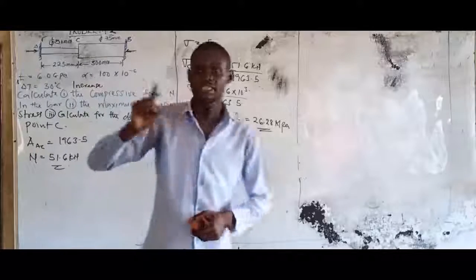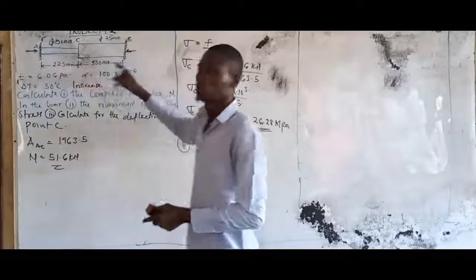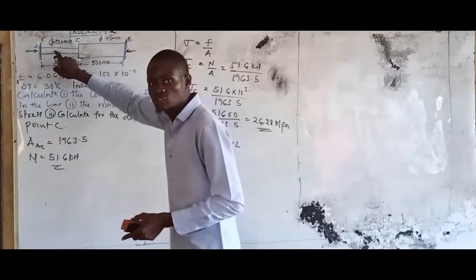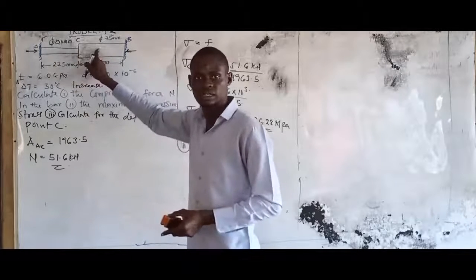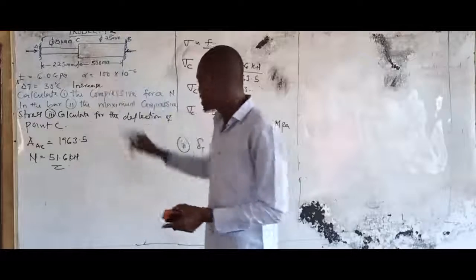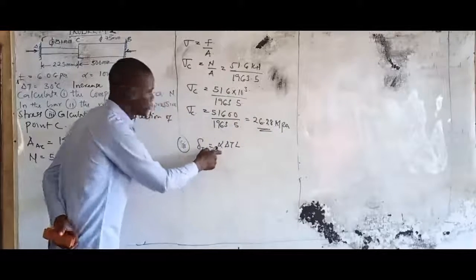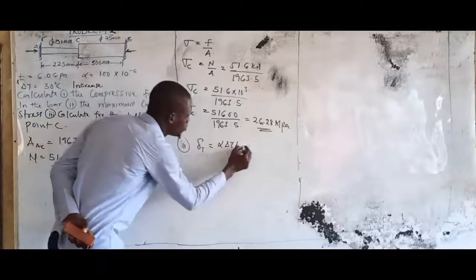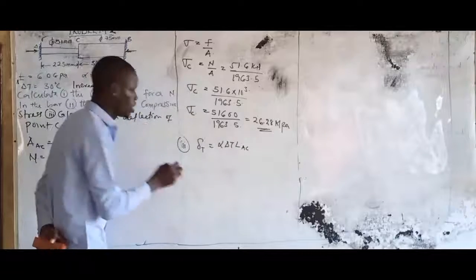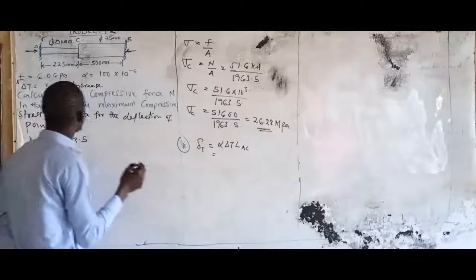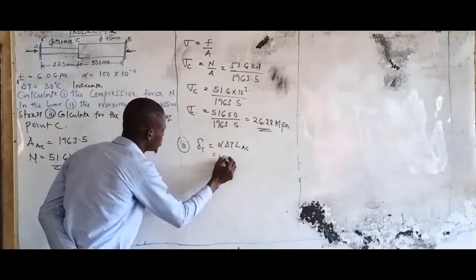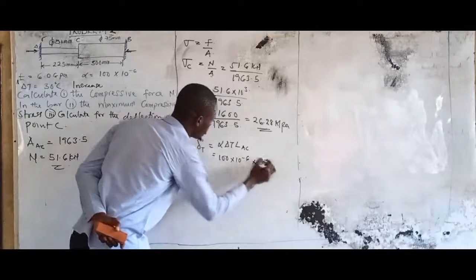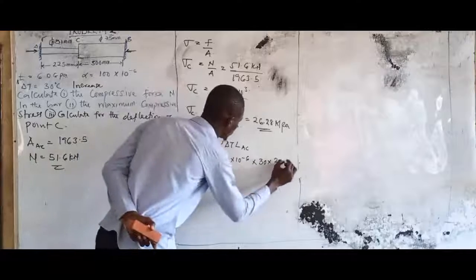But in this case, don't forget what I said: both of them are subject to compressive stress. But this point C will be deflected due to this stress, because this one has higher stress than the other. Now, to calculate the deflection of point C, I can easily substitute my alpha, my change in temperature, and the length of AC. My alpha is equal to 100 times 10 to the power minus 6, my change in temperature is equal to 30, and my length AC is equal to 225.